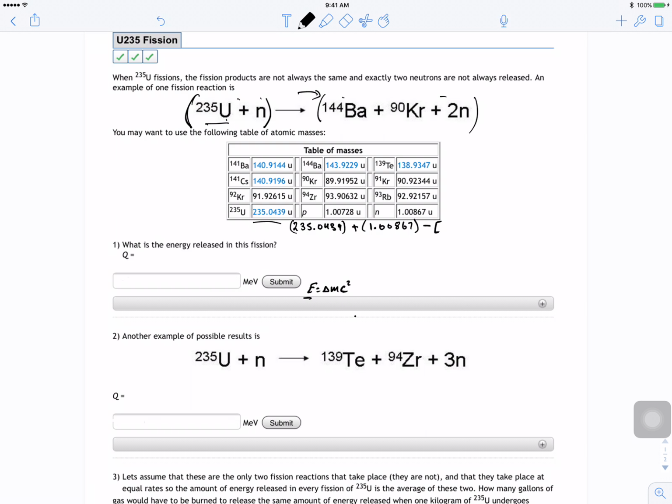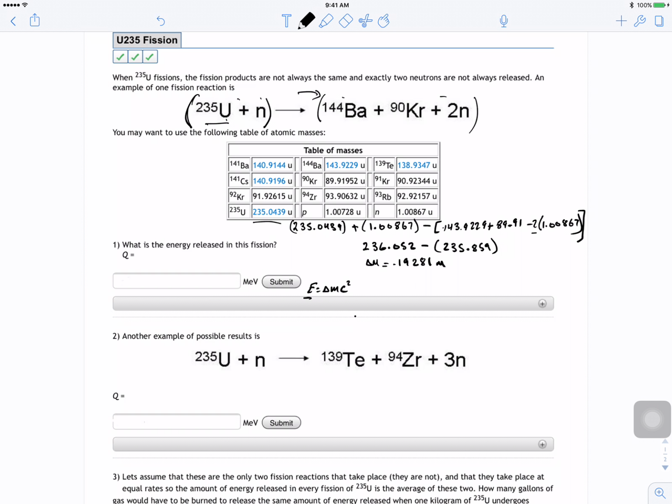Minus the mass of these products, which is 143.9229 plus 89.91, plus 2 times 1.00867, because we have two neutrons. And then we close this. So from here we got 236.052 minus 235.859. So delta m will be equal to 0.19281 atomic mass units.